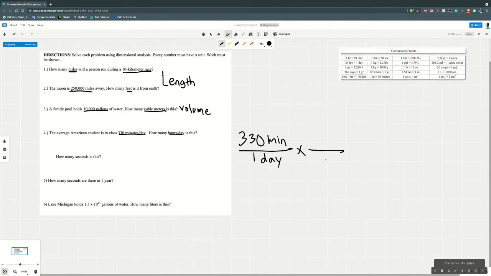Hopefully, we know 1 hour is 60 minutes. So we're going to have minutes in the denominator. 60 minutes, 1 hour. 330 divided by 60. Could do this with or without a calculator, but it would be 5.5 hours per day. Let me just show you how the units cancel out. So minutes, and we're left with hour over day.